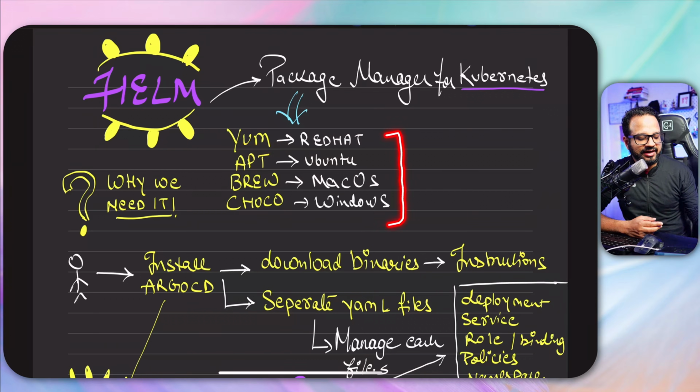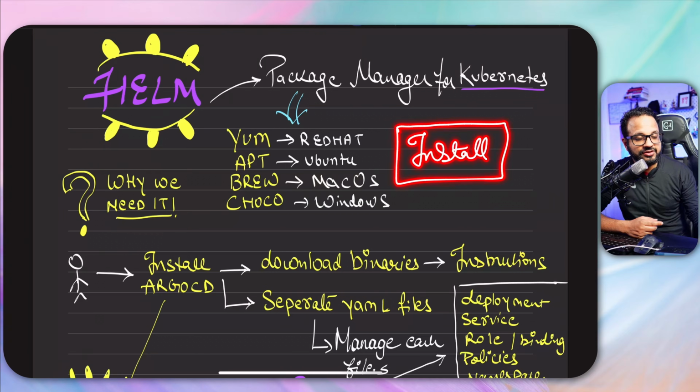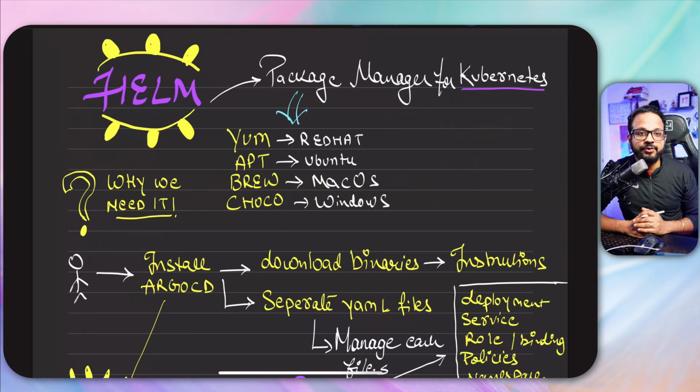So all these are nothing but package managers for different operating systems, and their main purpose is to install a particular piece of software or utility. But it also helps you do that with ease, with minimum configuration changes and minimum steps, so that you don't have to go to the official repository or official download page, download the binary and make the changes yourself. You can just install the package with a single command with the help of a package manager. So Helm is a similar tool but for Kubernetes. Why do we need it?